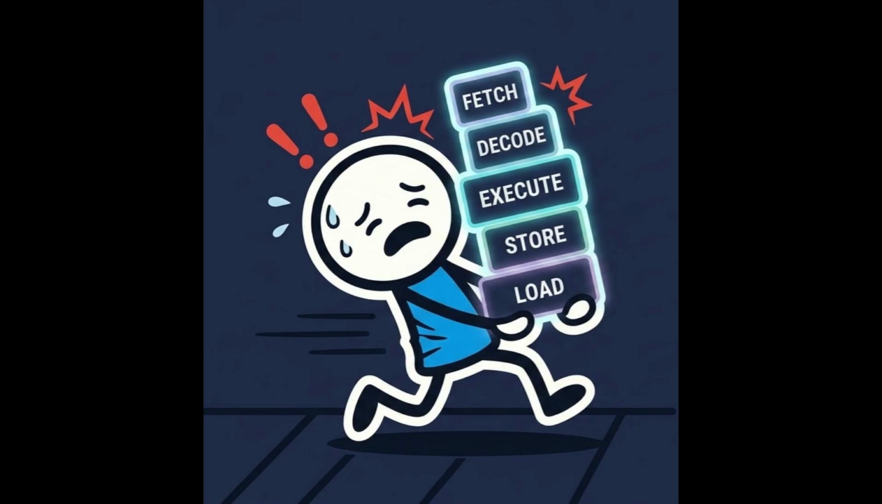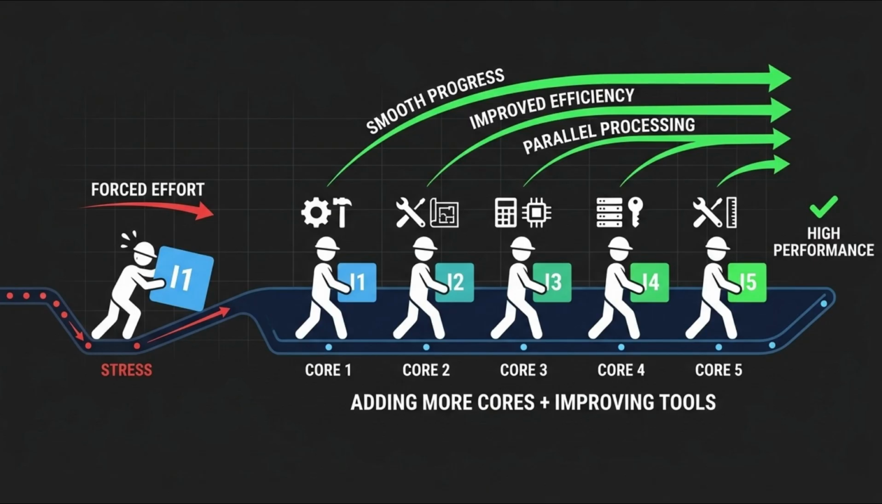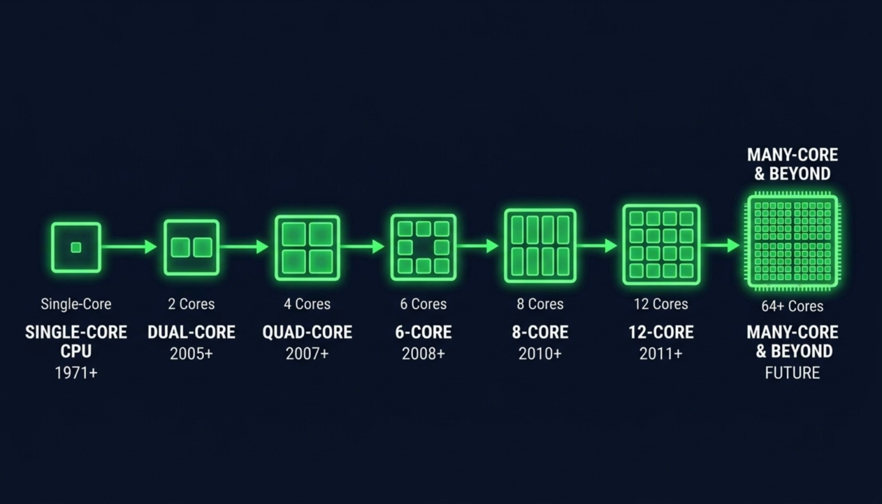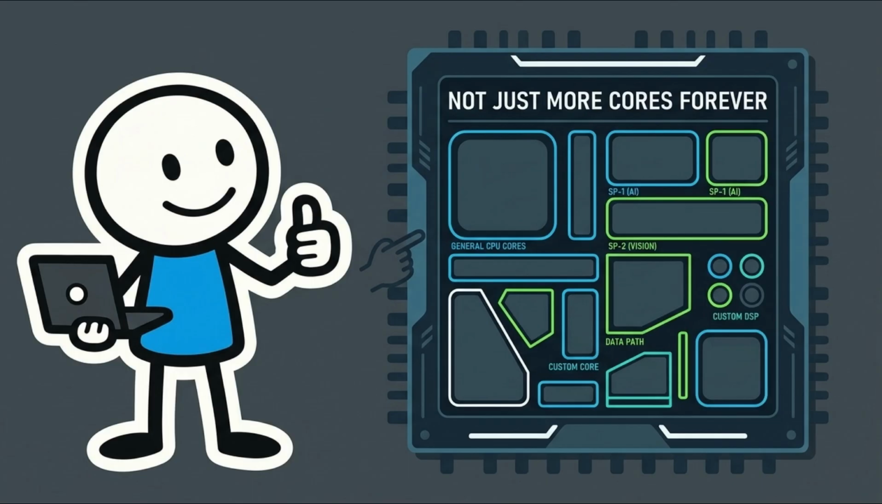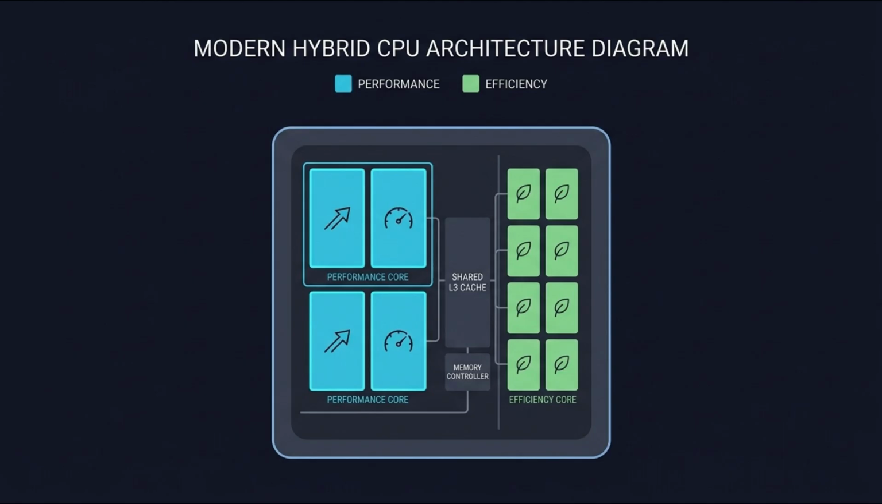Think of it like one worker being asked to move faster and faster. At some point, that worker hits a limit. So the better solution is not just move faster, it is add more workers and give them better tools. That is how we moved from single-core CPUs to dual-core, quad-core, 6-core, 8-core, 12-core, and beyond. But the future is not just more cores forever. Modern CPUs are becoming more specialized. Some processors now use different types of cores inside the same chip.